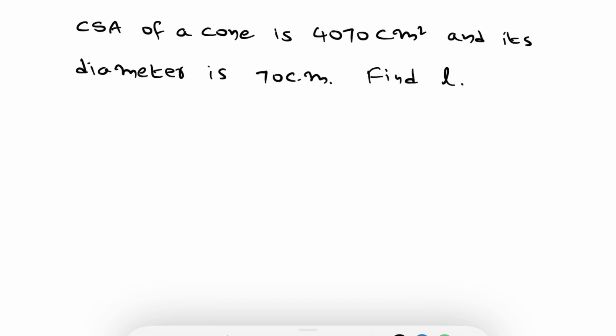The curved surface area of a cone is given as 4070 centimeters square and its diameter is 70 centimeters. Then he is asking us to find its L, nothing but the slant height. So what is the formula for the curved surface area of a cone? CSA of a cone is pi r L.